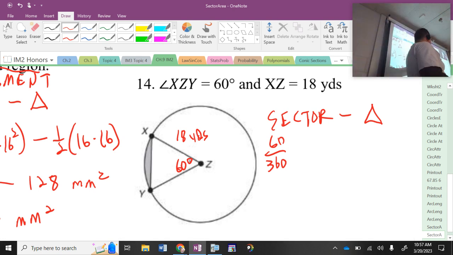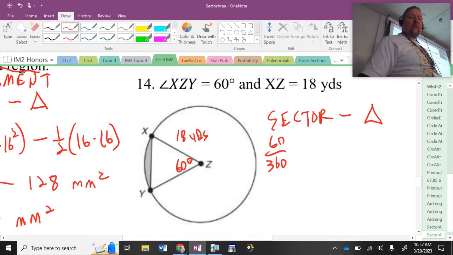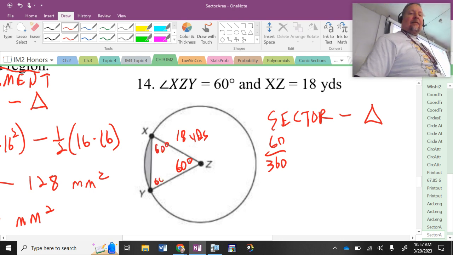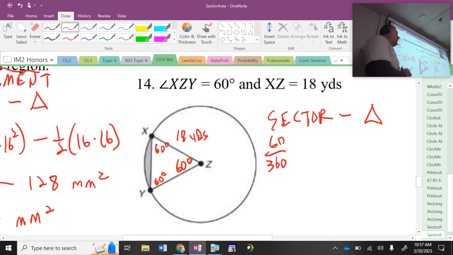If this angle is 60 degrees and these two radii are equal, I at least have an isosceles triangle where I have 120 left for these two. But if I have 120 left for these two, aren't these also 60? They have to be. So guess what? These are all 18. All the sides of that triangle are 18. That just blew my mind.